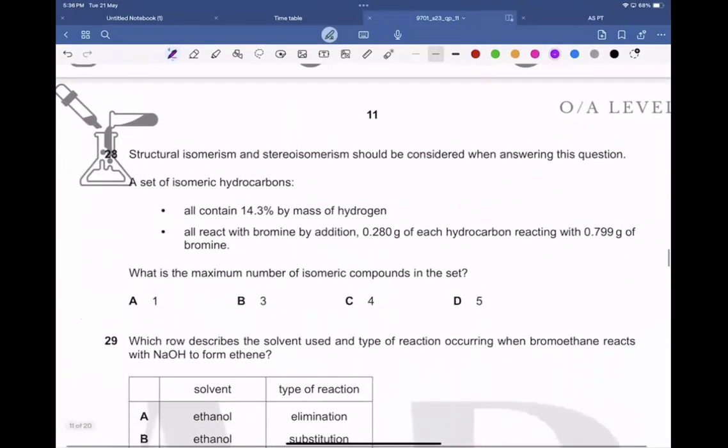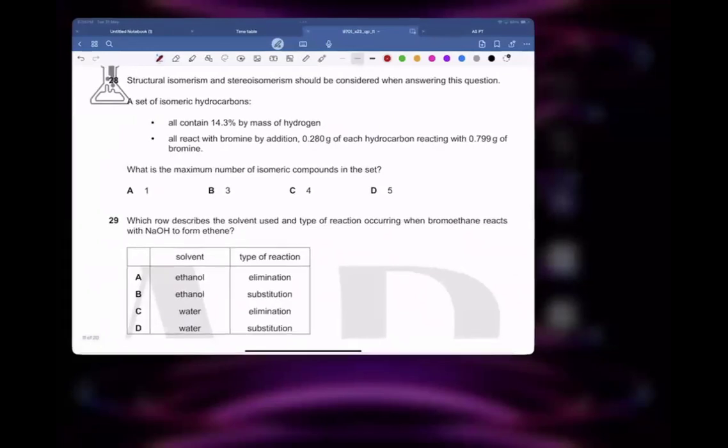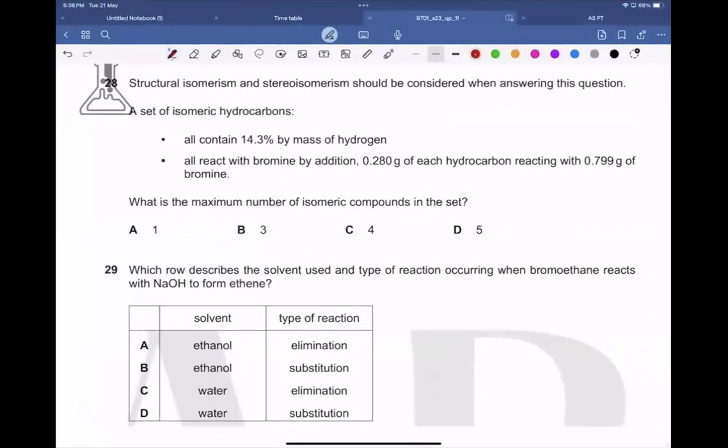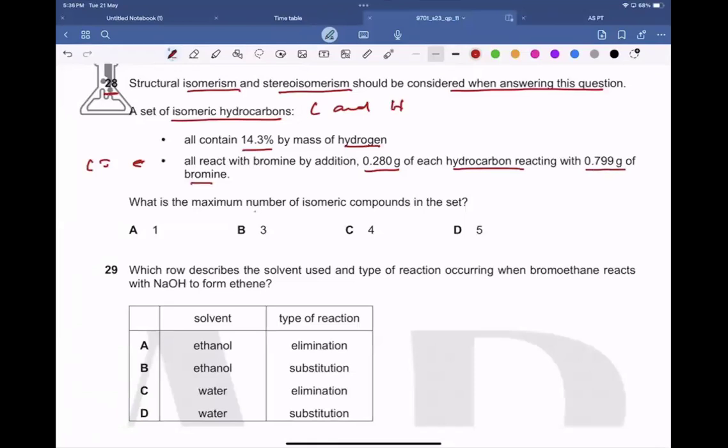Okay. Now, question number 28. Structural isomerism and stereoisomerism should be considered when answering the question. A set of isomeric hydrocarbons contain 14.3%. It's hydrocarbon, which means carbon and hydrogen. All react with the bromine by addition. So it gives me a hint that there is a carbon-carbon double bond, with 0.280 gram of each hydrocarbon reacting with 0.799 gram of bromine. What is the maximum number of isomeric compounds in the set?